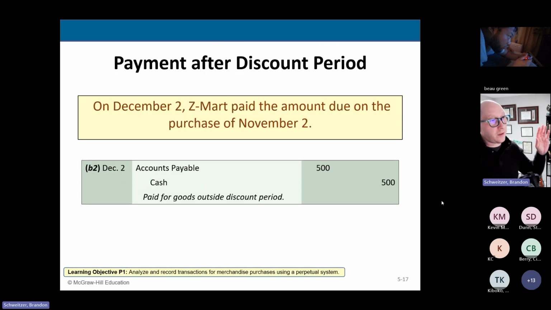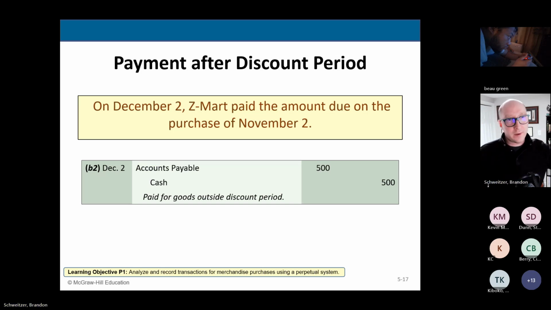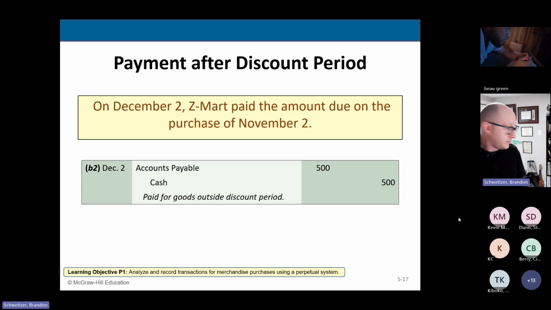Now, what if the 10 days had passed? That means you can't take advantage of the discount. So here we have the example. Oh, the 10 days went by. Now it's too late to take advantage of the discount. So we just pay them as we normally would. Debit accounts payable, credit cash. The full 500. Because we missed that discount period. Never miss a discount period. Save money.